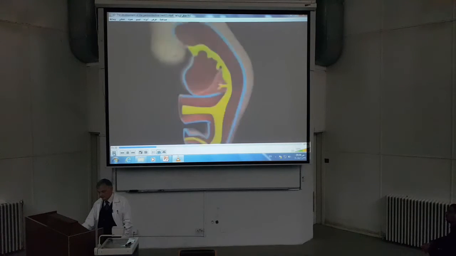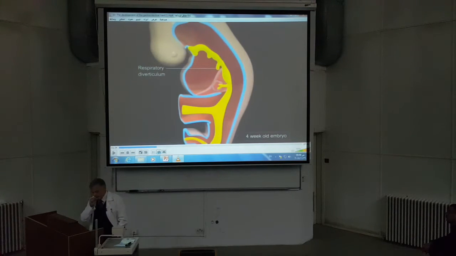Now the foregut is divided into two parts. The pharyngeal part, the part in the head and neck, will be discussed later in the development of the head and neck. And the foregut starts at the esophagus. Okay? Here is the head, and here is the pericardium, and this is the septum transversum.